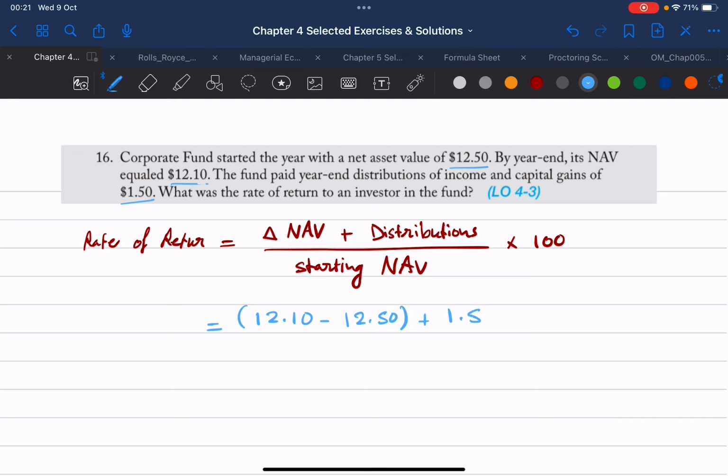So $1.50. Okay, then we will divide all that by the start of the year, or the beginning net asset value, which was $12.50, and then multiply by 100. Okay, bring out our calculator.